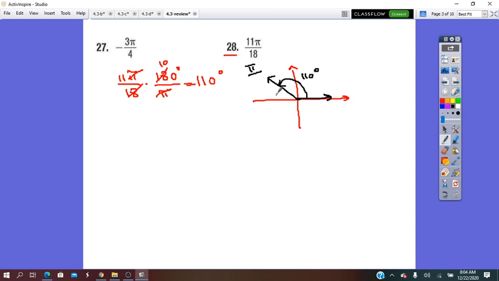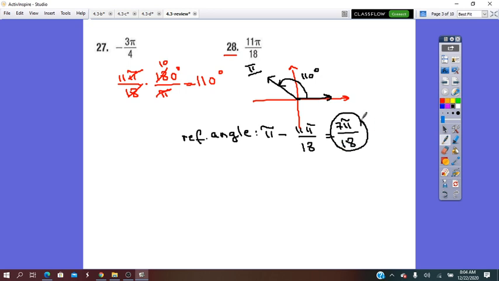To find the reference angle in the second quadrant, the angle is less than 180 degrees, 180 represents pi, so it will be pi minus 11 pi over 18. 18 pi minus 11 pi equals 7 pi over 18. So the reference angle is 7 pi over 18.